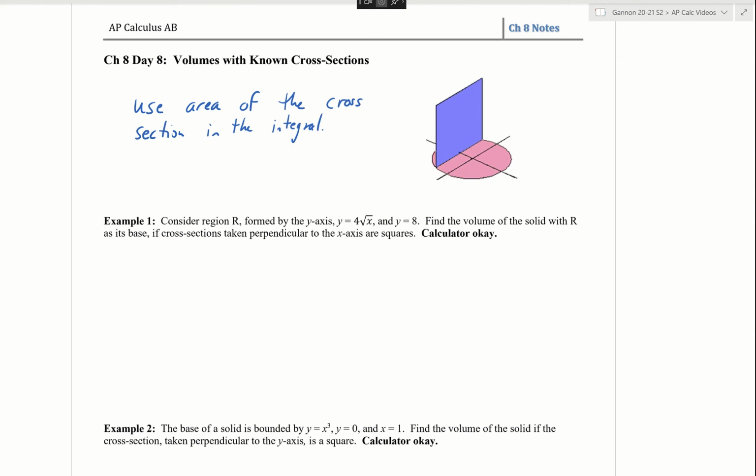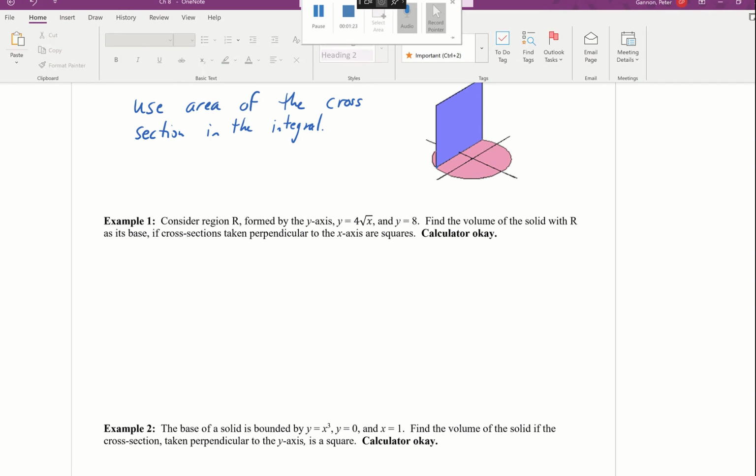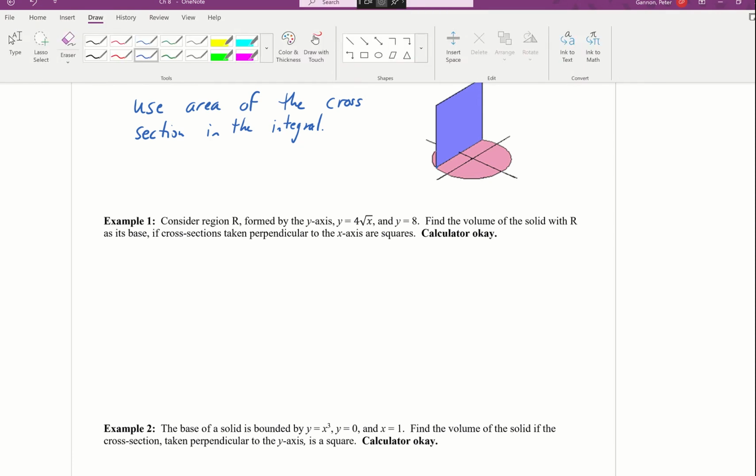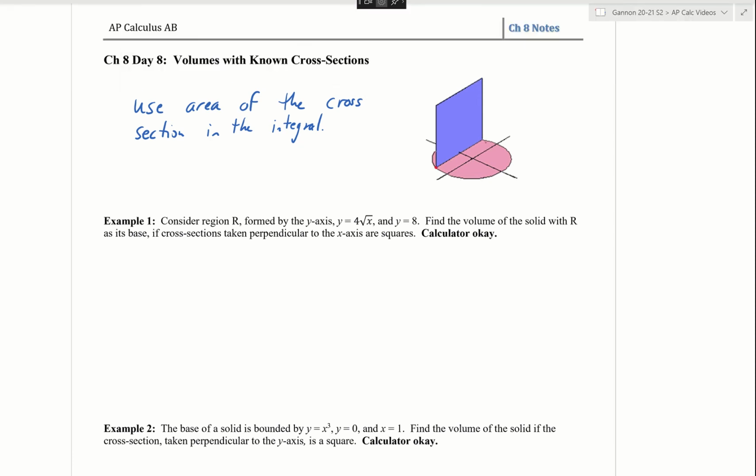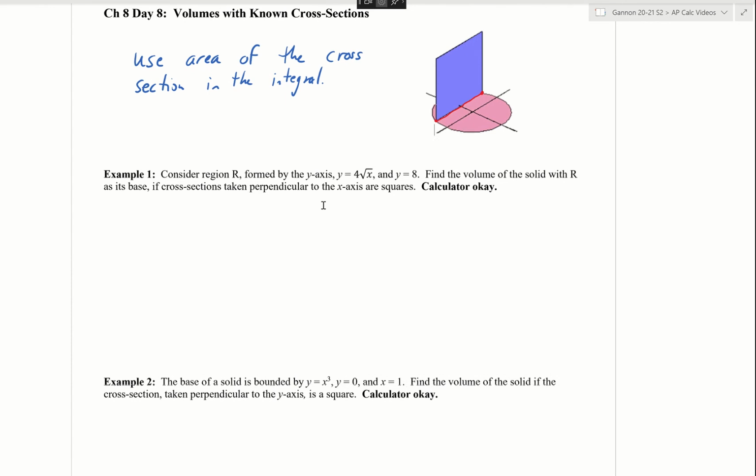Now, with that being said, when you look at this cross section that's a square, the side length of the square is going to be determined by those functions that you're looking at. So whether we're doing it in terms of x and we're doing top minus bottom, or we might be finding that height in terms of y, where it would be right minus left. So it ties into how we find the area. I think it'll make a little bit more sense if we just get into the first example and kind of put it all together.